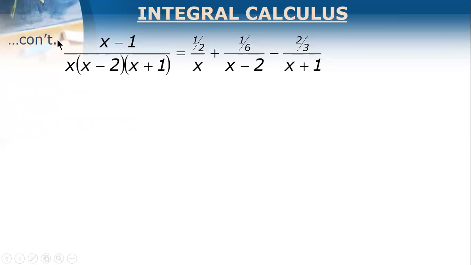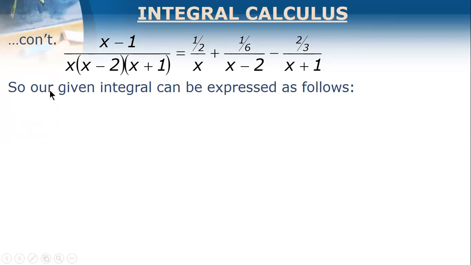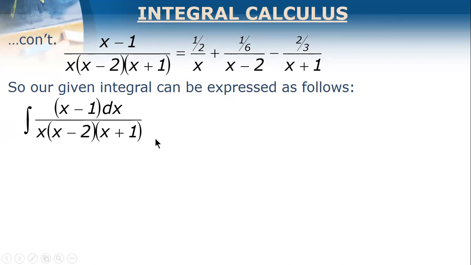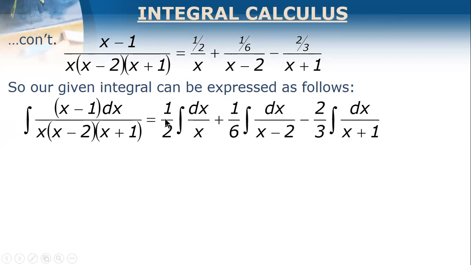So therefore, the integral of this is equal to the integral of this. So three terms. So our given integral can be expressed as follows. This one is equal to 1 half integral of dx over x plus 1 over 6 integral of dx over x minus 2 minus 2/3 integral of dx over x plus 1. The result is ln.